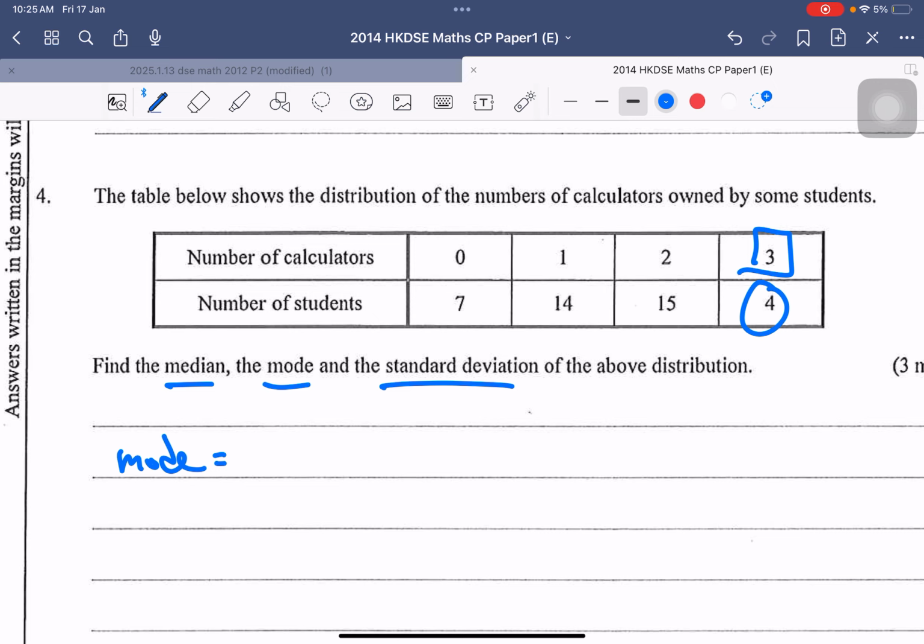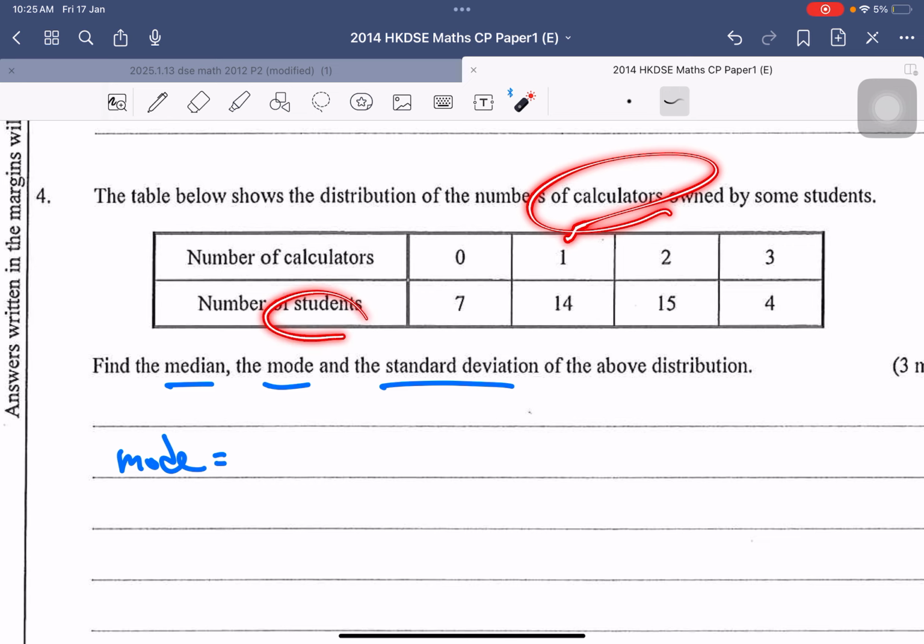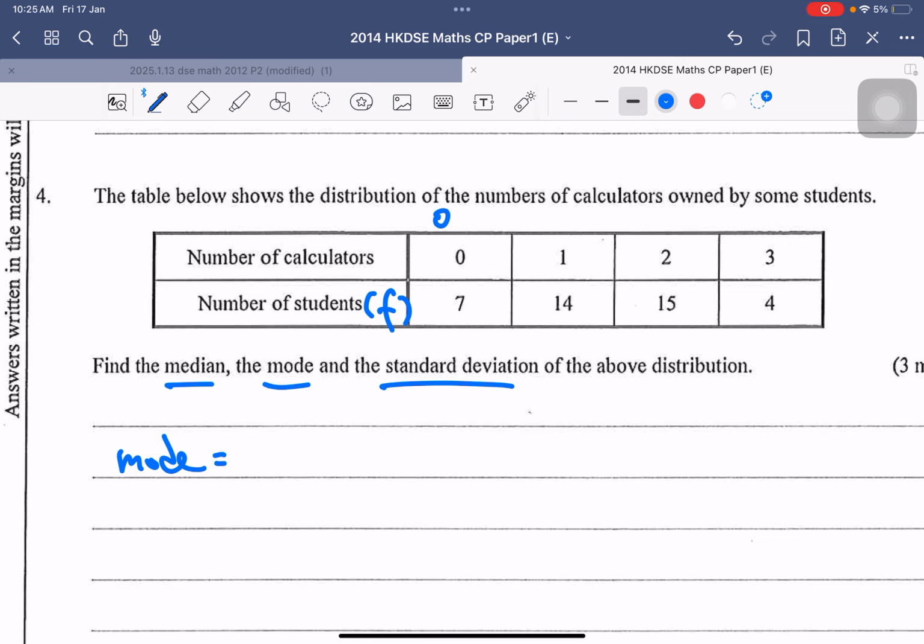It's not correct, because this time it's the distribution of the calculators. So the students is the frequency. This is the frequency. The number of calculators is not the frequency. Rachel, you get it wrong? Yeah, I typed 7 0. Okay, so it should be 0, 7. So this is 0, 7, 1, 14, 2, 15, 3, 4. Be careful of this.